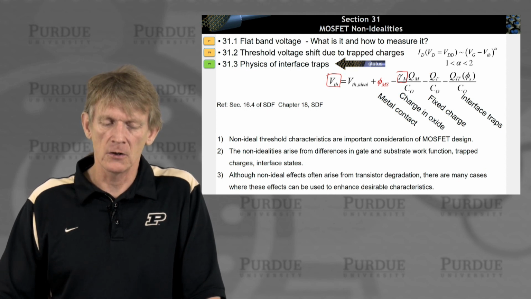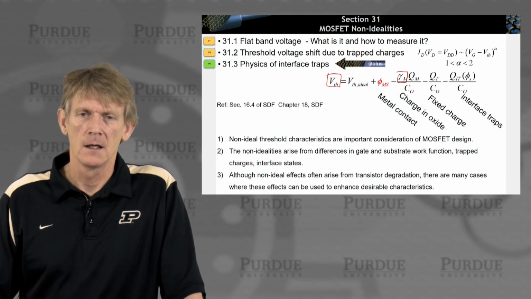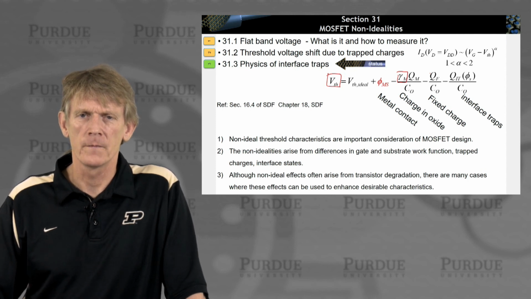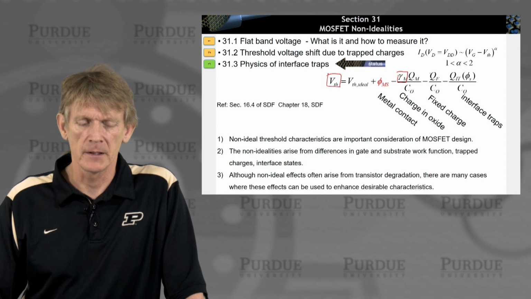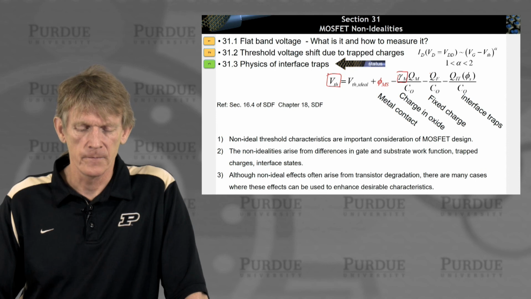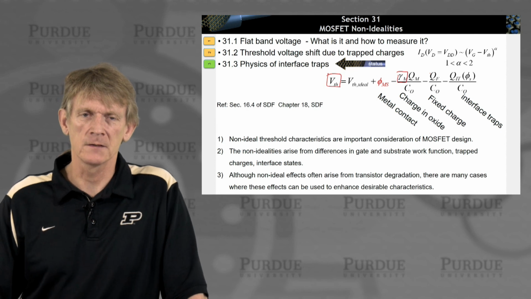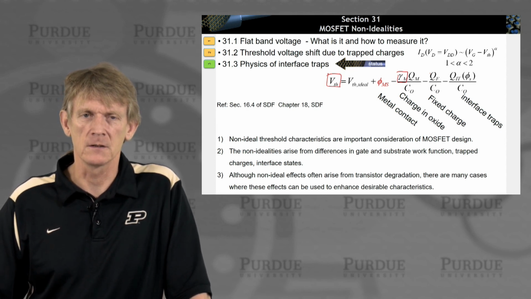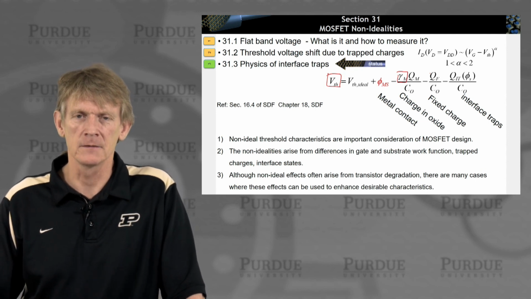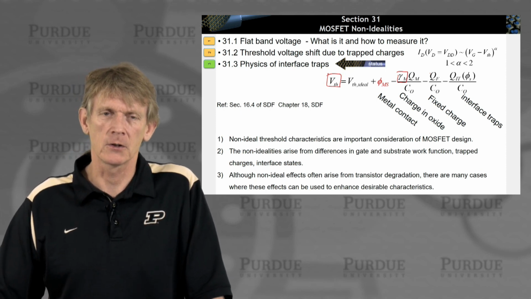So these non-ideal threshold characteristics are important because they can determine at what biases your device turns on. And they depend on the substrate work function, trap charges, and interface charges. And you might find cases where this might not always be detrimental, but you might want to design some of these features into these threshold shifts, okay? So depending on what kind of threshold you'd like to have, you might design the metal work function to be quite different than the semiconductor work function.